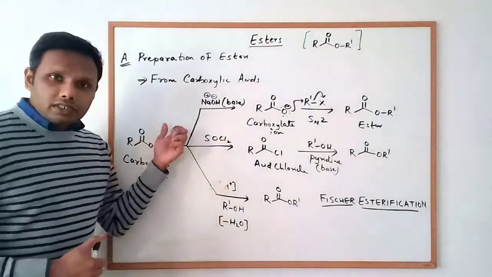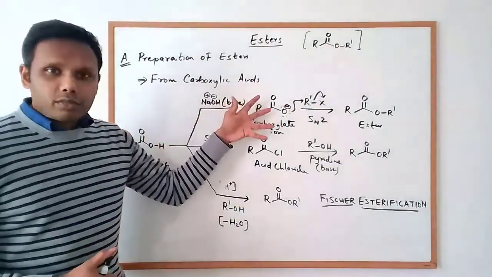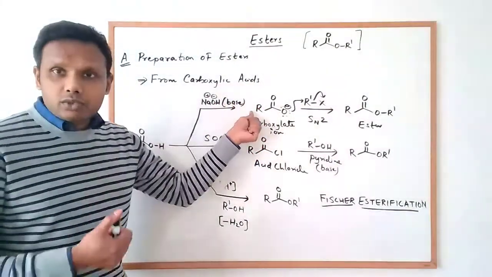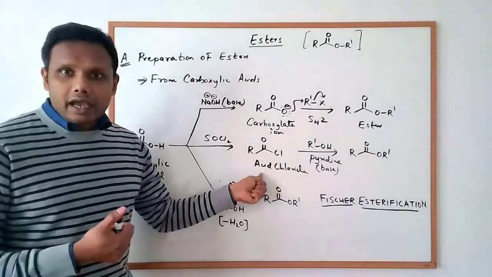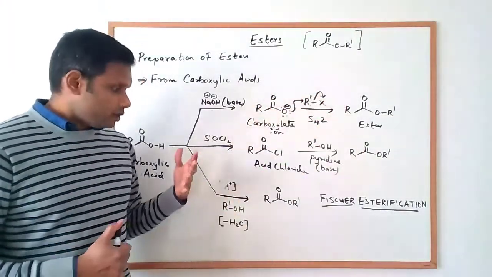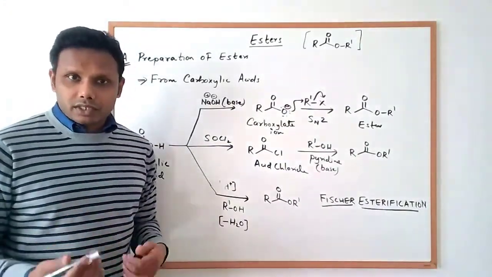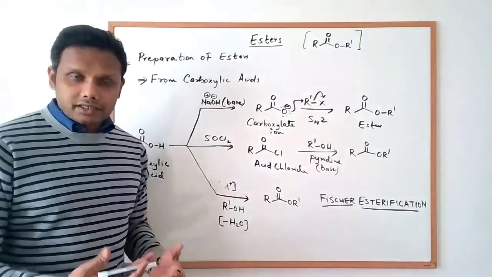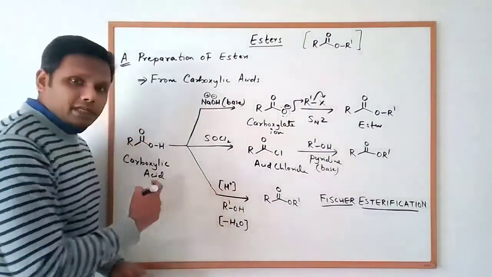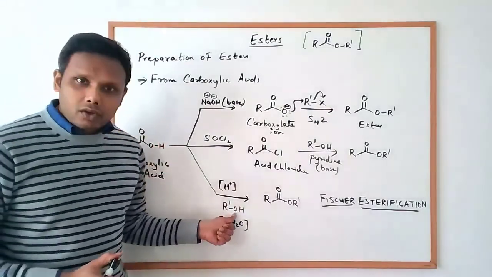Now, both of these methods start with the carboxylic acid and convert it into some intermediate, whether it's the carboxylate ion, which is the conjugate base, or the acid chloride. And then you go ahead and make the ester. The most straightforward and simplest synthesis of carboxylic acid esters, or esters in general, involves a direct reaction of a carboxylic acid with an alcohol.